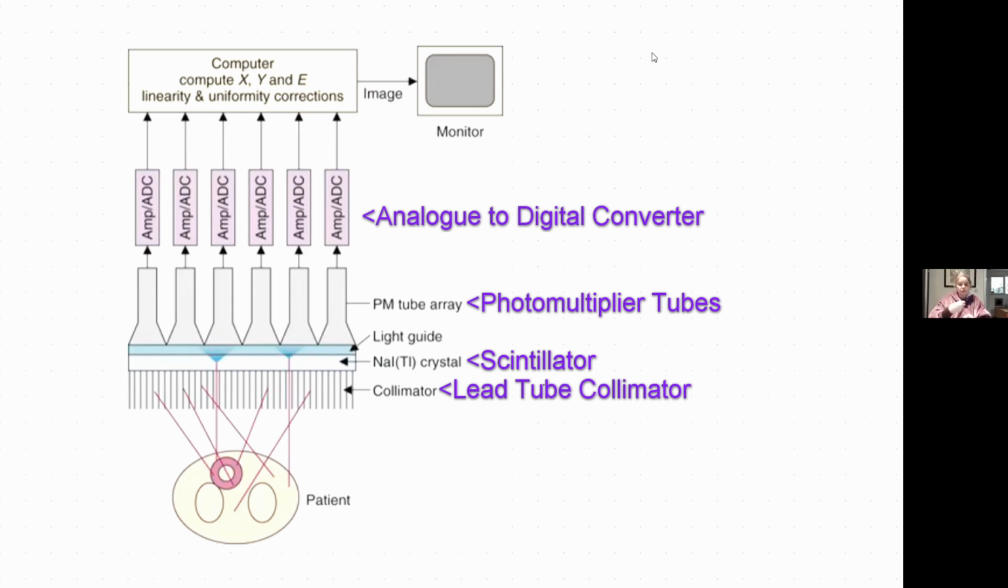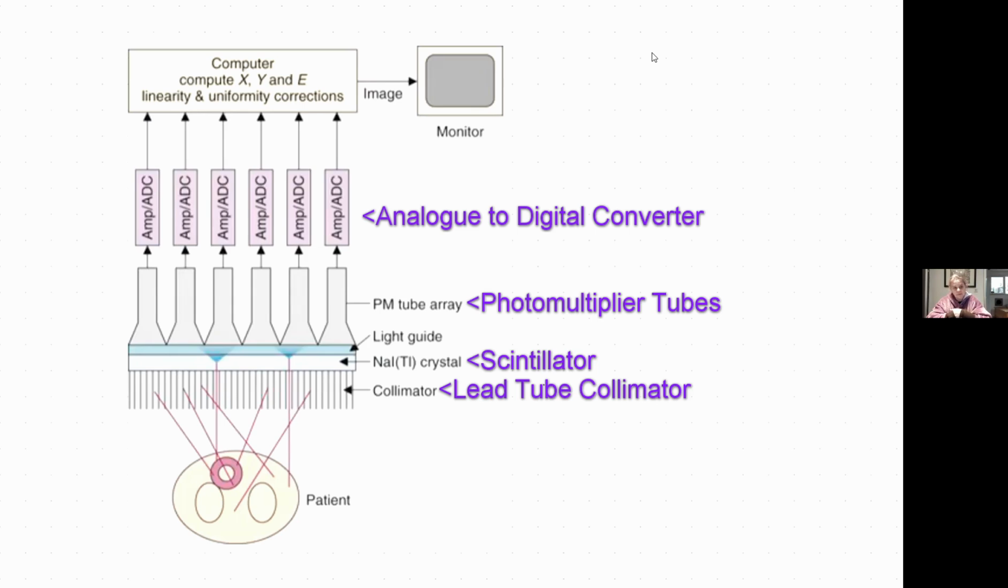A scintillator, which produces a little light flash. The photomultiplier tube, which amplifies that signal. Then you've got an analog to digital converter, which sends it to a computer, and you can generate a picture. And of course, gamma rays will go through people. And so you can see any part of a person.